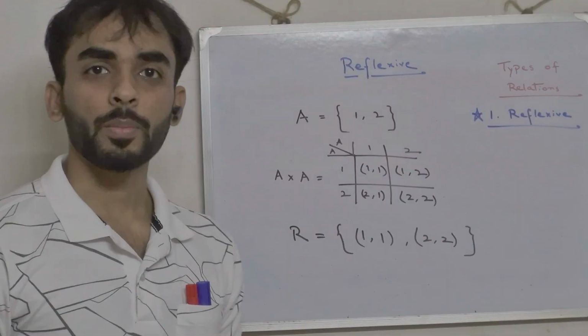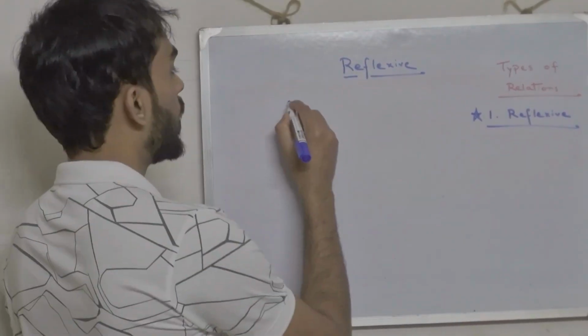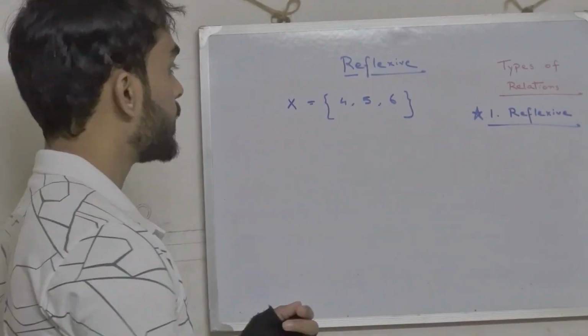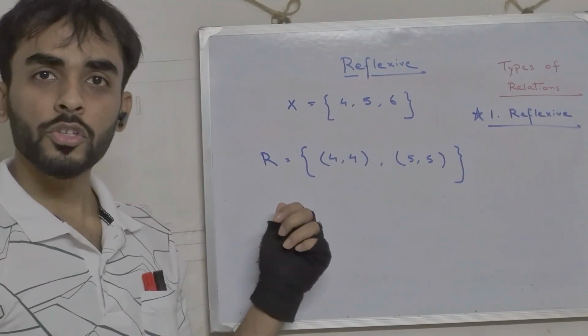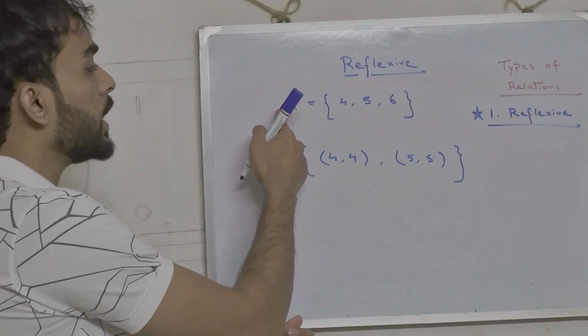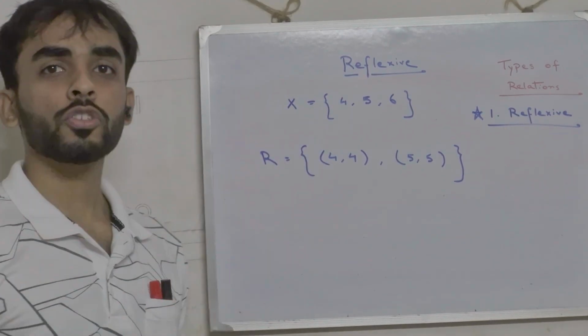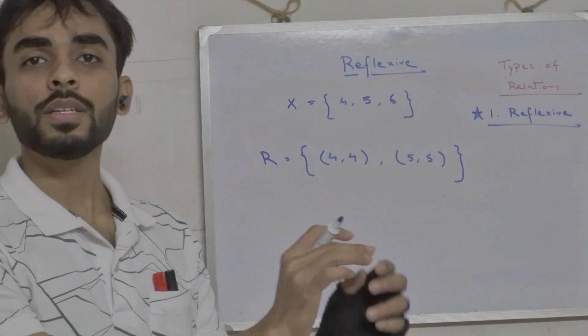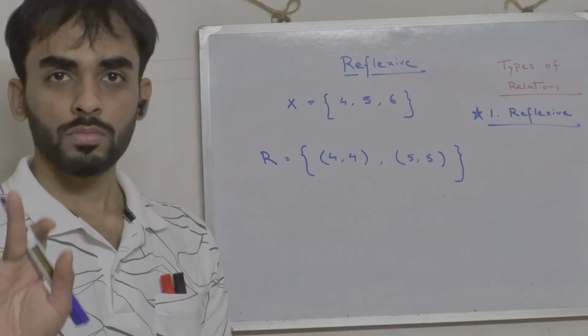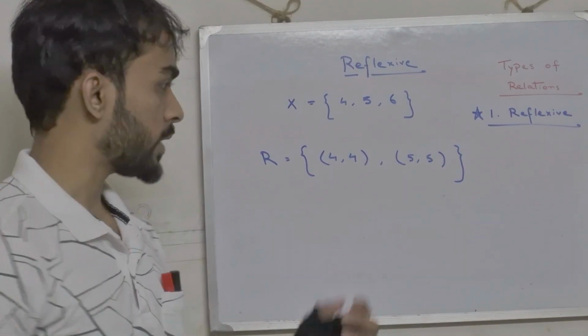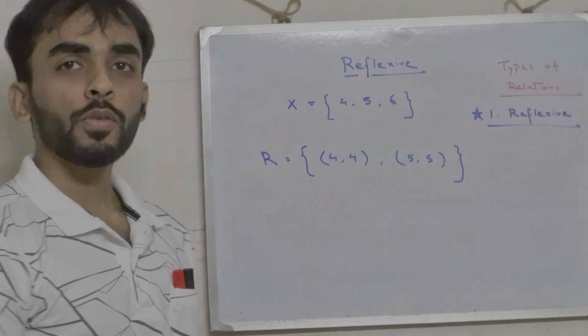We will see another example. See, I am saying that R is a relation and I have come directly from a set to a relation. I have skipped the middle step of finding the Cartesian product. I am just telling you so that you understand. So 4, 4 and 5, 5.